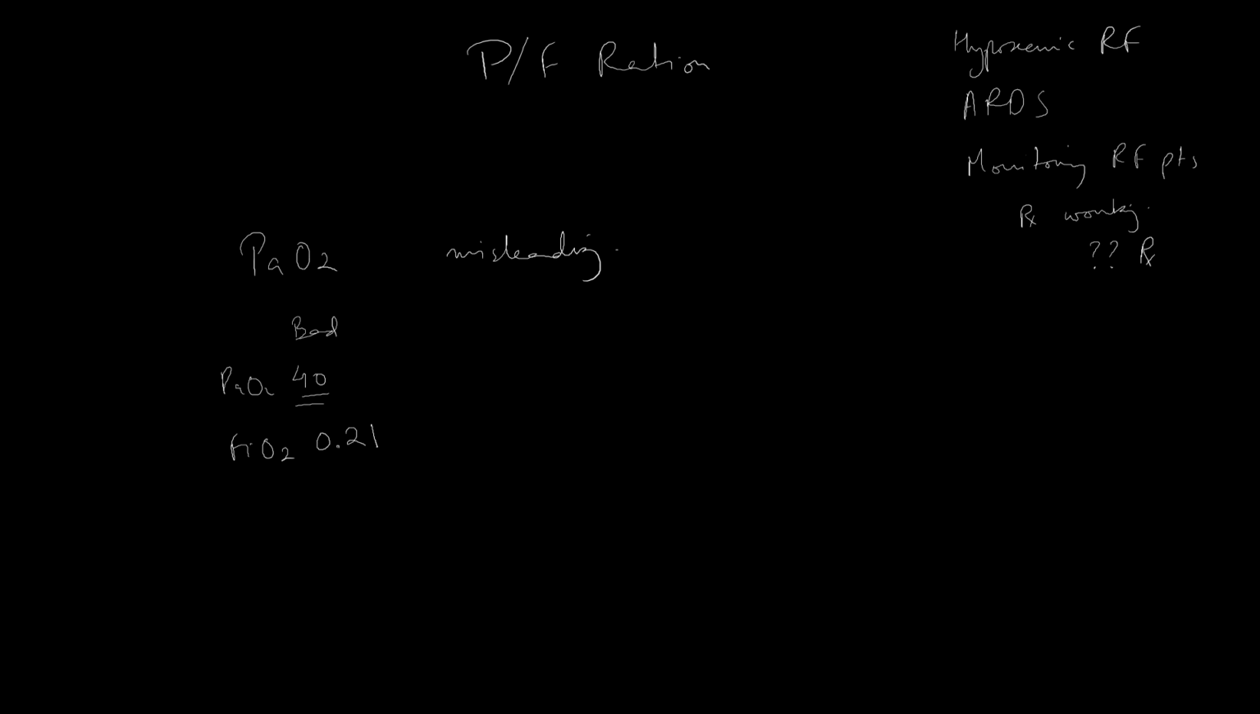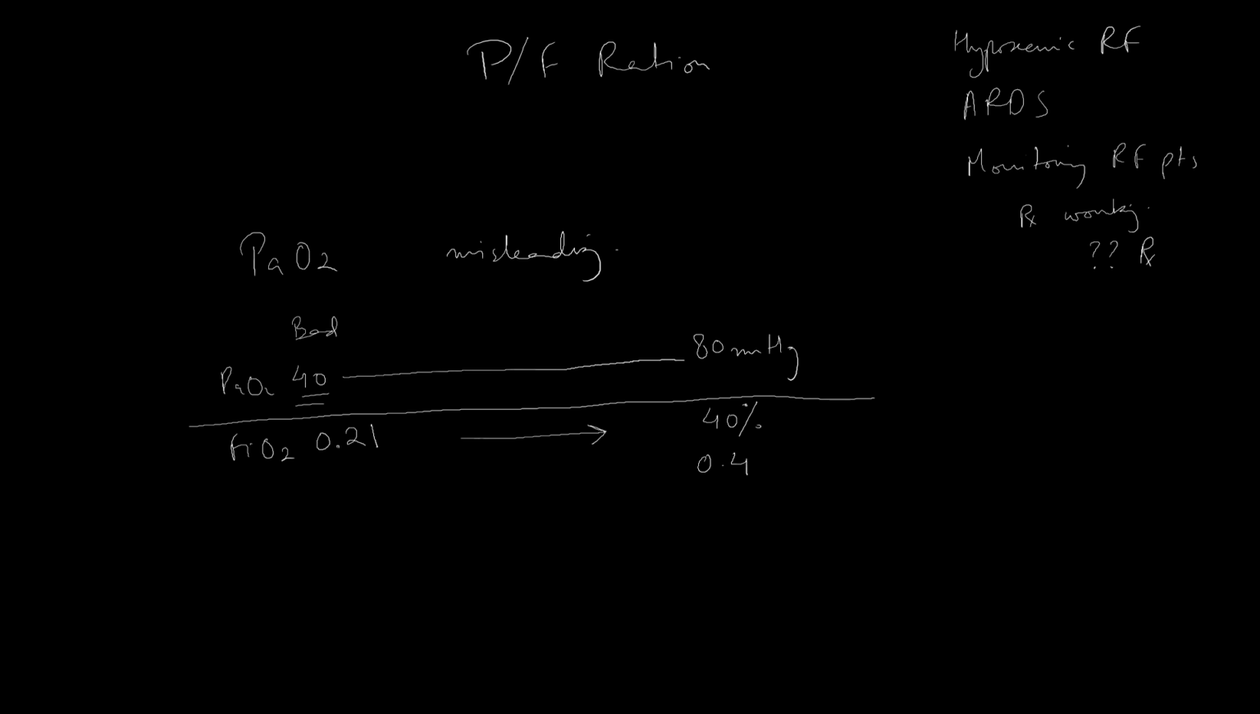So if the same patient has supplemental oxygen increased to around 40%, which is a 0.4 FiO2, and his PaO2 bumps up to 80 millimeters mercury. So if we don't look at the FiO2, just looking at the PaO2 can be very misleading, because the improvement in the PaO2 can misguide us and maybe make us believe that our patient has improved over the course.